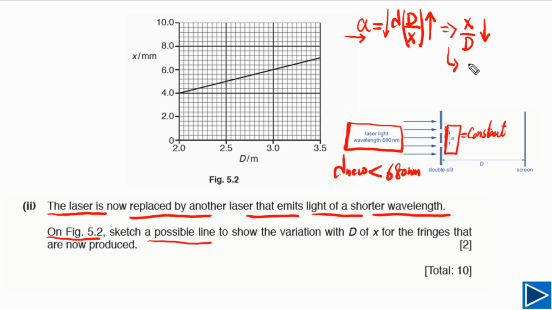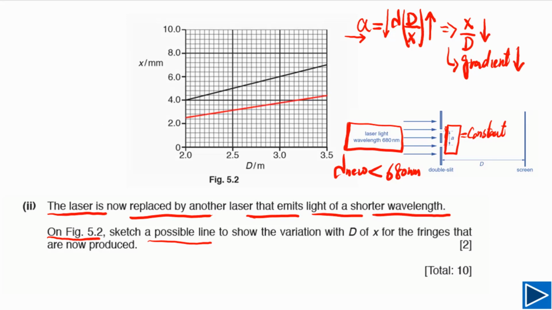Or we can simply say the gradient of the new line has to be shallow, has to be smaller. So the gradient of the new line has to be shallow. So simply we need to draw a line below this line. This is how you can draw the line.